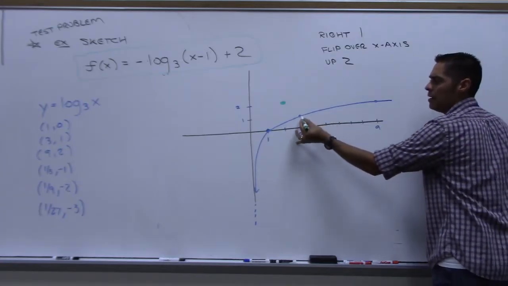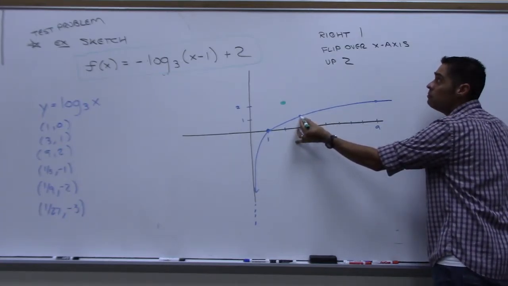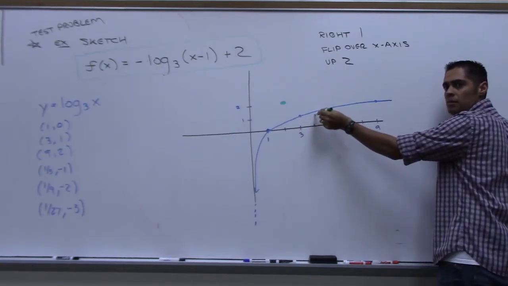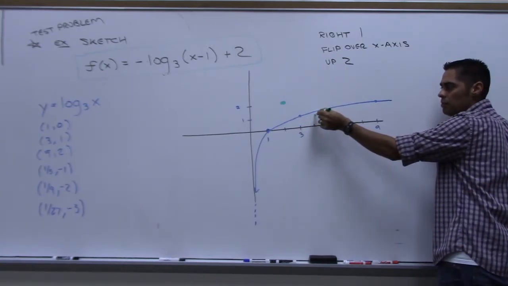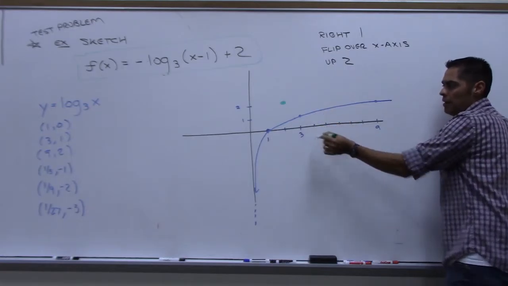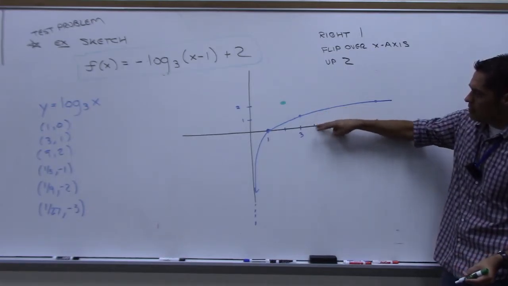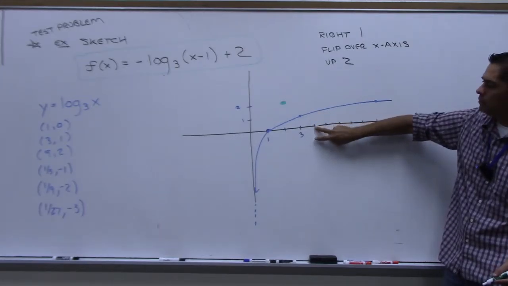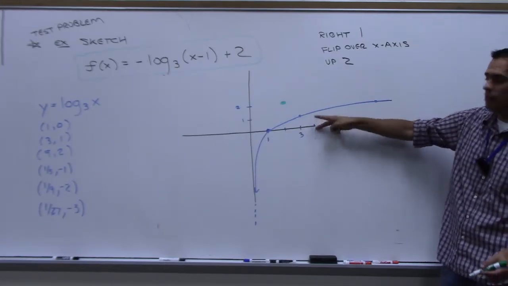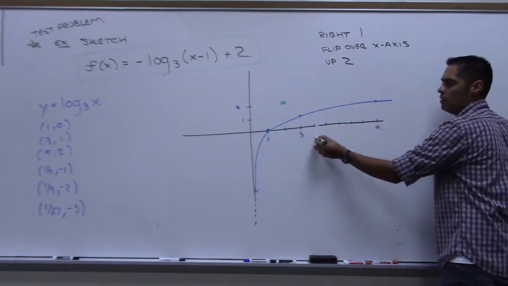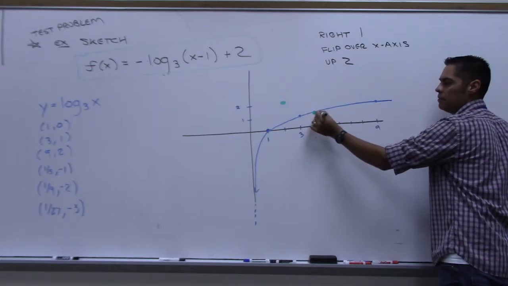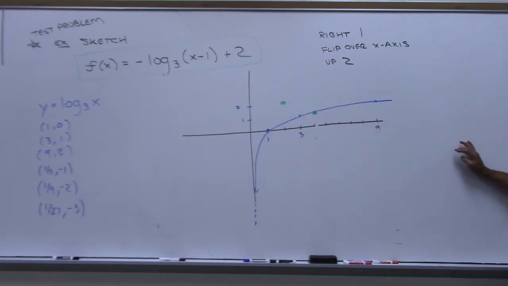Take this point right here to the right 1. Flip it over the x-axis. Where's it going to go? Right there, right? So that point gets flipped over the x-axis like that. Understand? The reflection? Yes or no? Yeah. Okay. And then from there, where? Up 2. So it's right there, isn't it? Weird, huh?